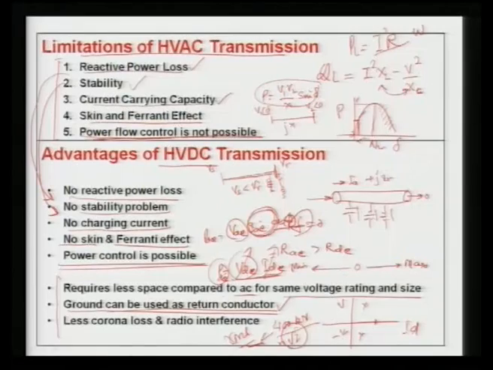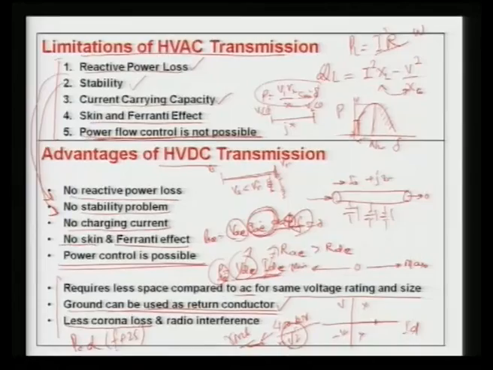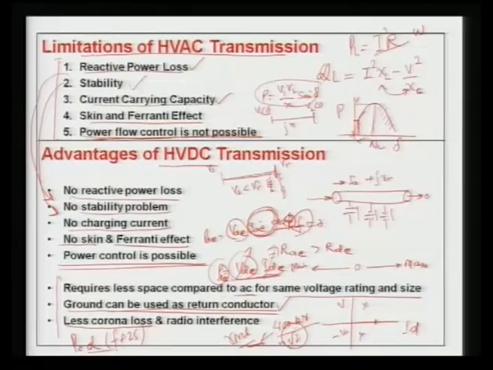Another advantage is less corona loss, because the corona loss is always proportional to f plus 25. In DC, f is 0, and in AC, f is 50 or 60 hertz. So there is more loss in the AC system compared to the DC system. So the corona loss in an HVDC system is less compared to an AC system.